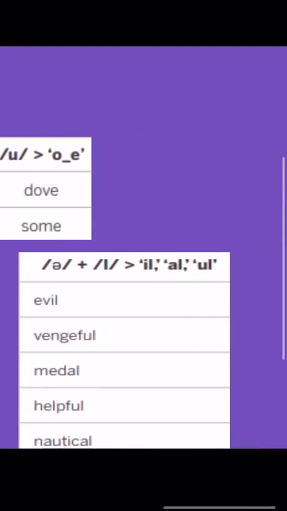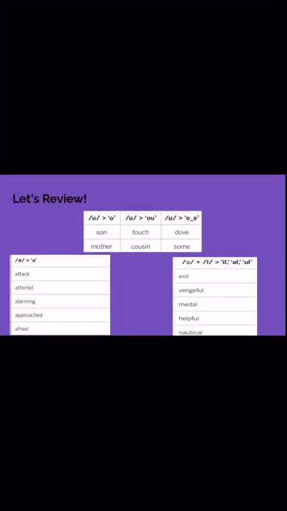We have that ul sound spelled with I-L, A-L, and U-L. Let's go over the words. Evil. So that ul sound is at the end of this word with that I-L. Vengeful. Metal. Again, that ul sound at the end of the word with that A-L. Helpful and nautical. Very good. Let's go on to the next slide.